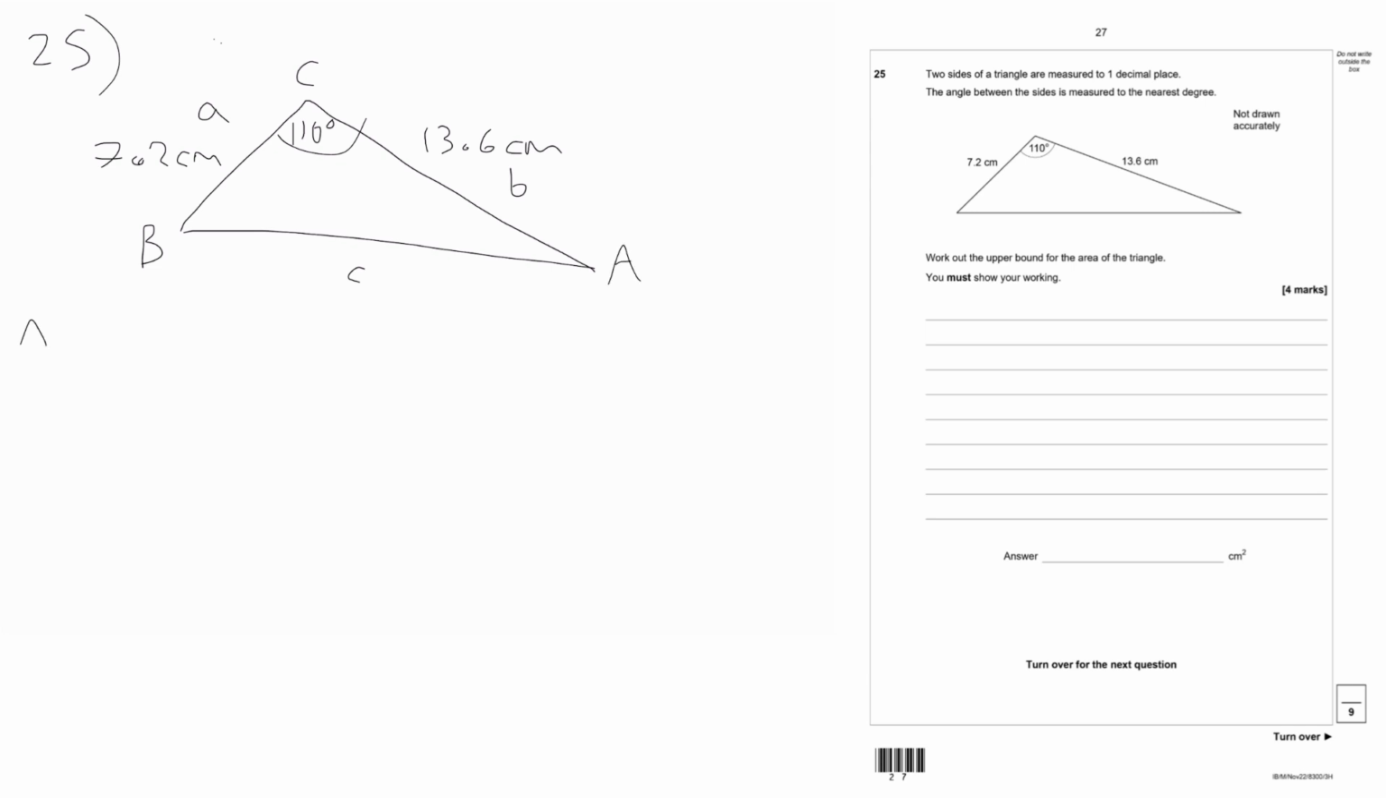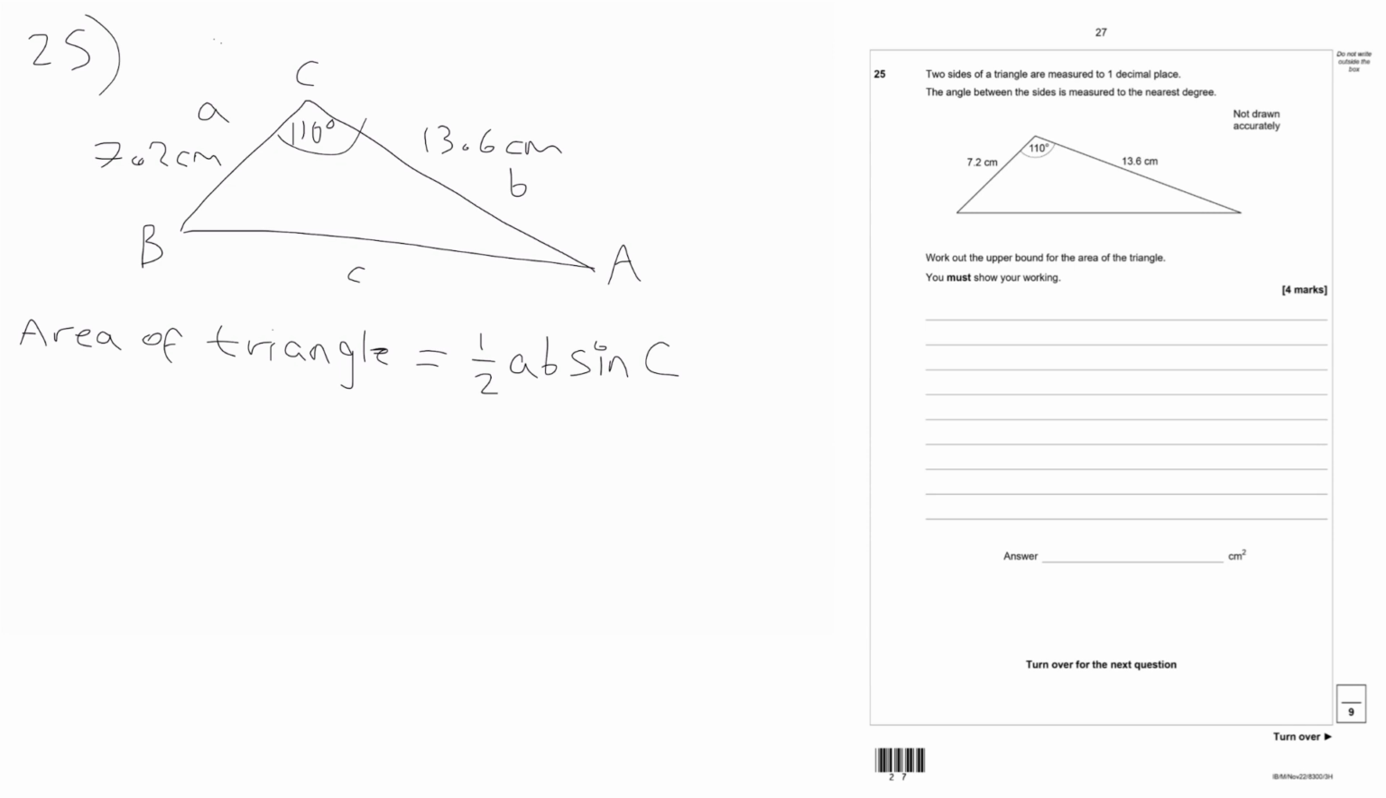Now the area of a triangle is given by half A, B, and then the sine of C.